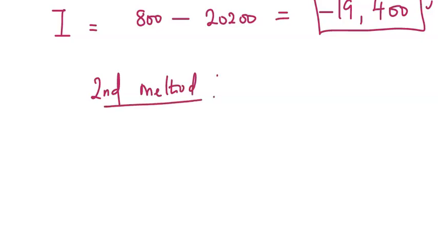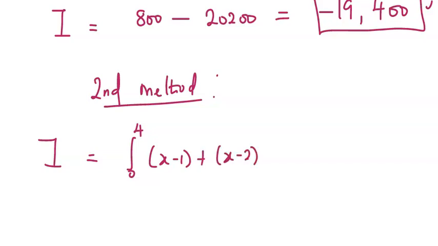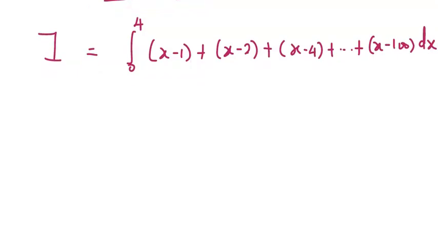Okay, so remember our I is equal to the integral from 0 to 4 of the sum x minus 1 plus x minus 2 plus x minus 4. This continues up to x minus 100, and then we have our dx. So we're going to express the sum in summation form, right?